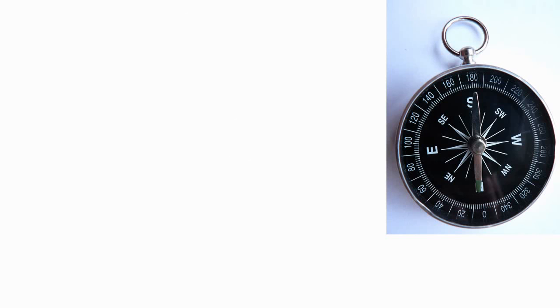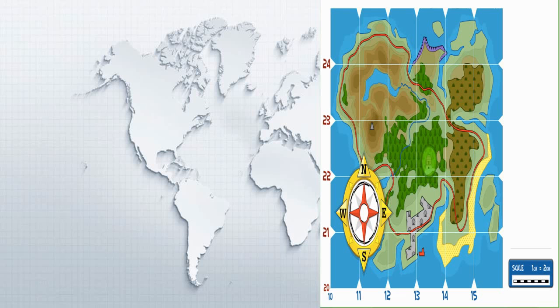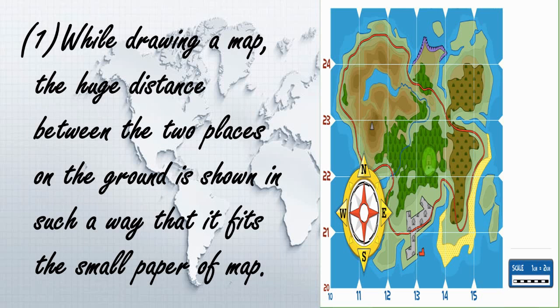So students, let us study now. We will also come to know about the compass rose. A compass rose is a circle printed on a map or chart. Now the scale of a map. Students, what is the definition of scale of map? Map scale refers to the relationship between distance on a map and the corresponding distance on the ground. While drawing a map, the huge distance between two places on the ground is shown in such a way that it fits the small paper of the map.